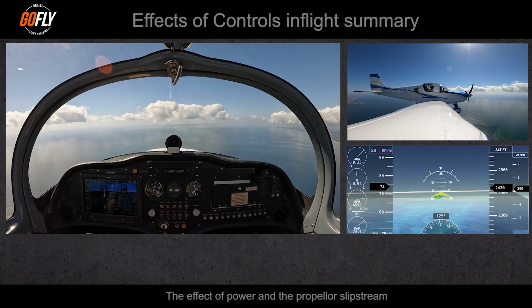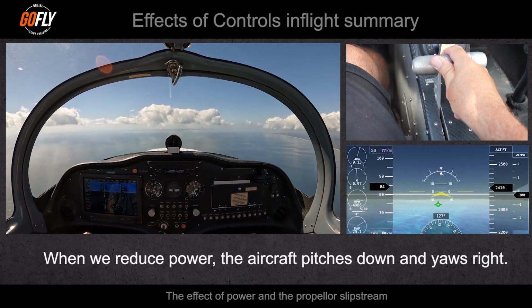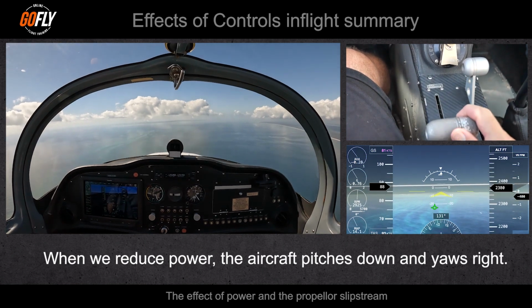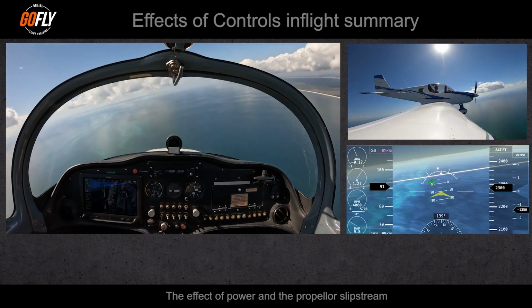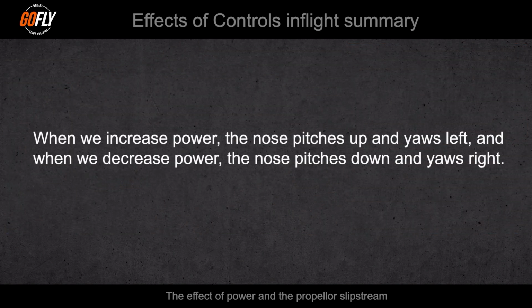I will now return to level flight. If I now reduce the power, we can see the aircraft is pitching down in relation to the horizon and yawing right. As I've just demonstrated, when I increase power, the nose pitches up and yaws left, and when I decrease power, the nose pitches down and yaws right.